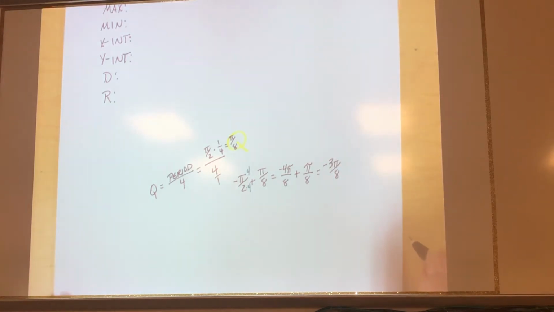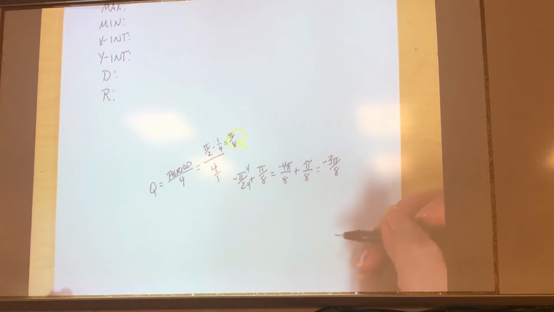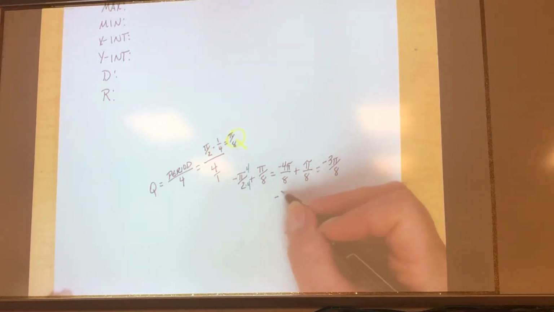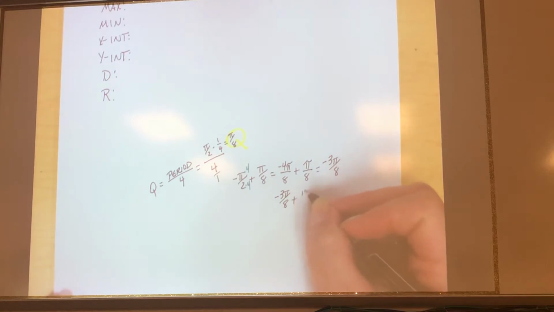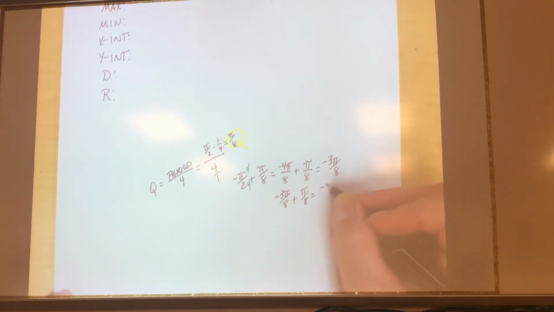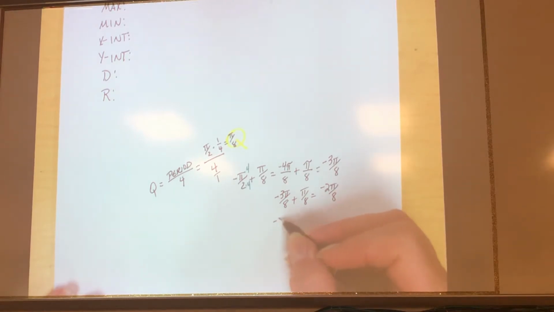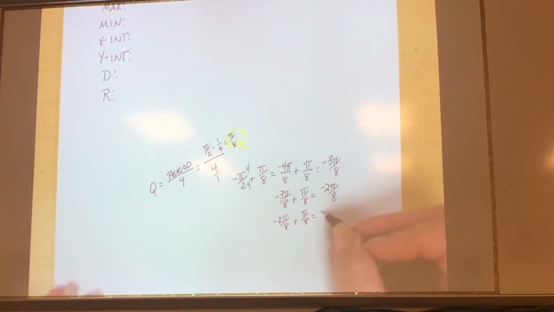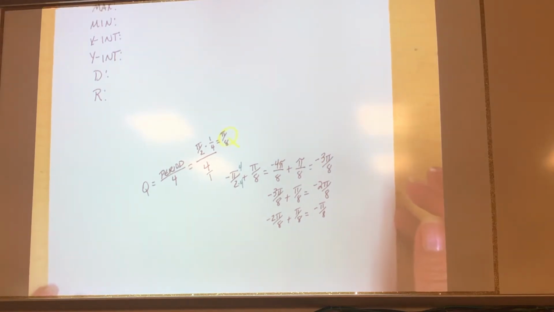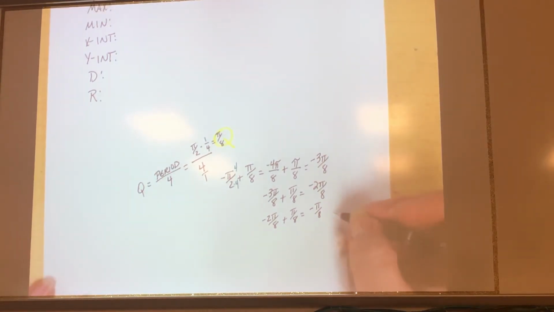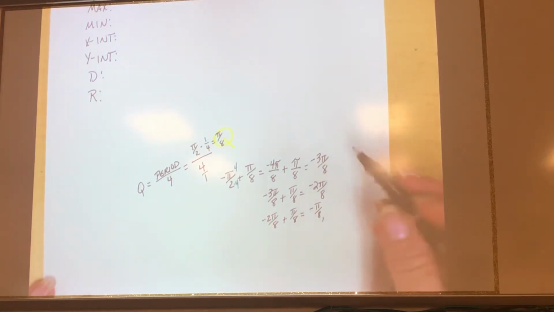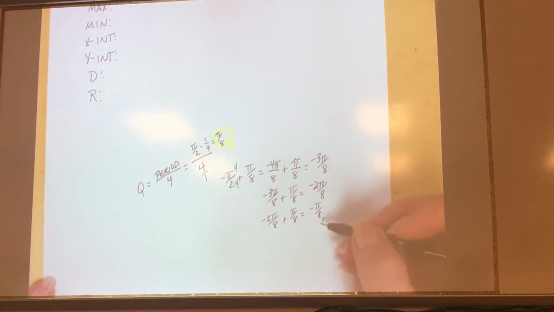Do you know how to find the next one? Negative 2 pi over 8. No, you have to show your work. You have to add. Negative 3 pi over 8 plus pi over 8 is negative 2 pi over 8. Are you with me? You have to find one more. Negative 2 pi over 8 plus pi over 8 is negative 1 pi over 8. Do you see the pattern? It's going by 1 eighth, right? So negative 3 pi over 8, negative 2 pi over 8, negative 1 pi over 8.